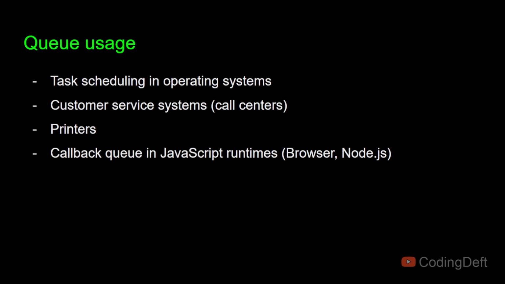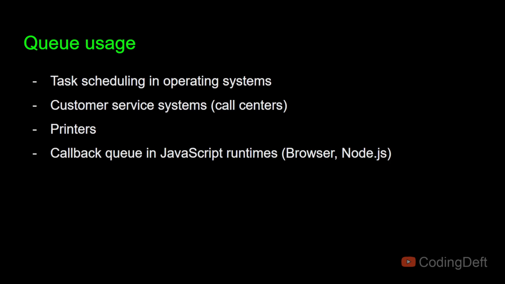Now let us see queue in usage. Queue will be used for scheduling tasks in operating system. The CPU will use a queue, either it could be round robin or even priority scheduling queues. Next is a customer call service system. You might have heard whenever you call a customer service that you are in a queue. So they will implement a queue based on the number of customer care executives and the number of people calling them. And printers are queued. Let us say multiple people are printing from their machine, and all these print operations will be queued. Only after the first print is done, the next print will be taken.